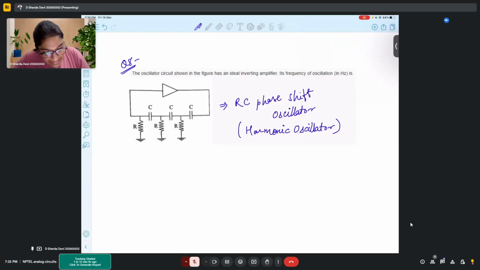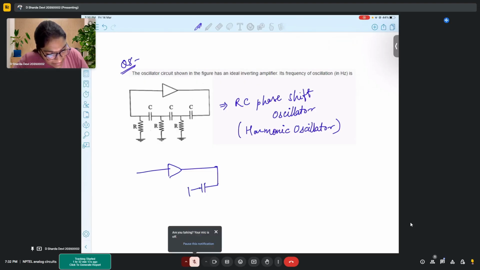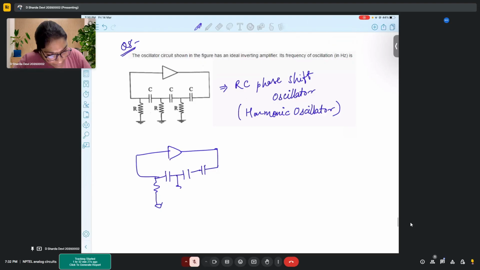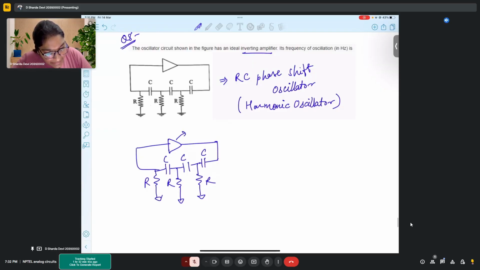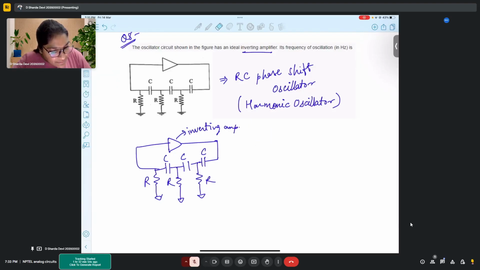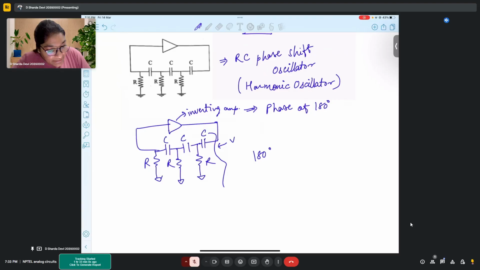Okay. So in this RC phase shift oscillator, we again have a capacitor followed by an op amp followed by an RC path: C, C, C, R, R, R. The oscillator circuit shown in the figure has an ideal inverting amplifier. So since it is an inverting amplifier, we know that it introduces a phase of 180 degrees. That means the remaining circuitry will also introduce a phase of 180 degrees.